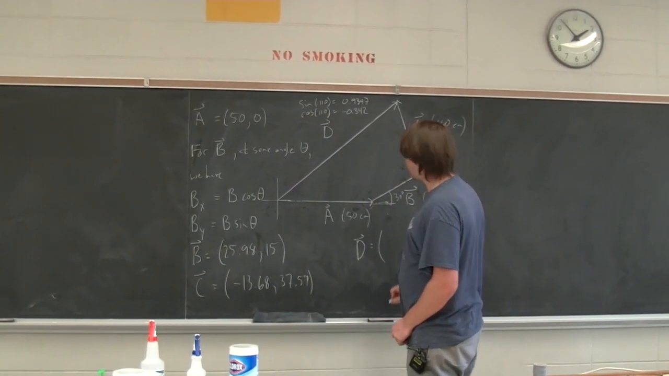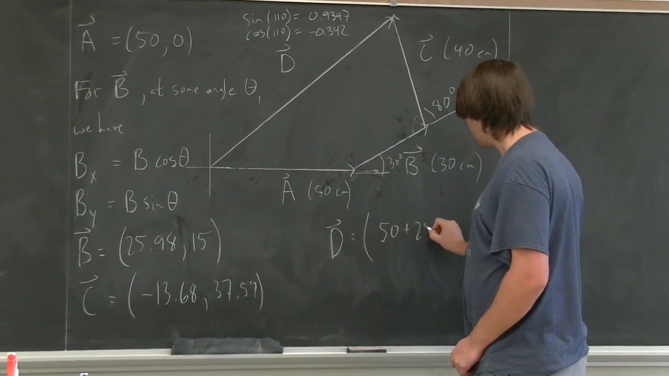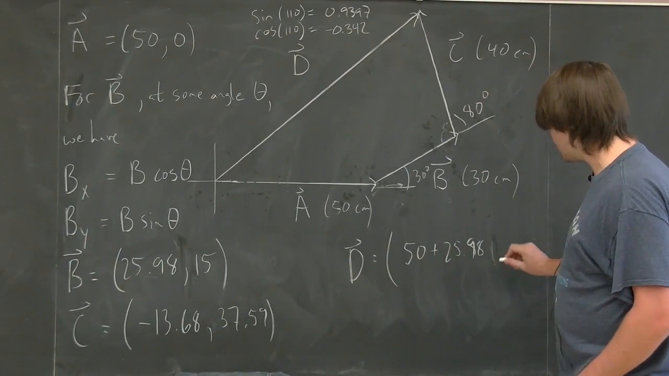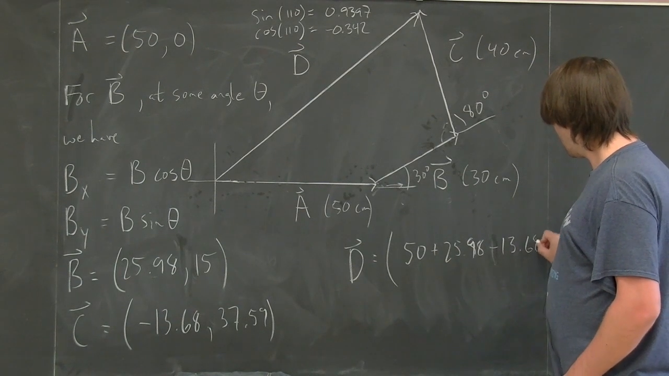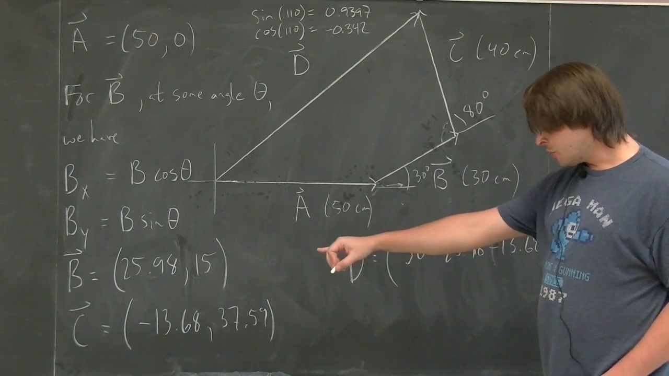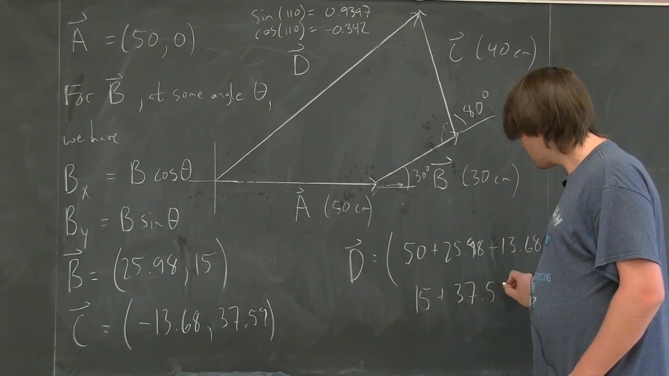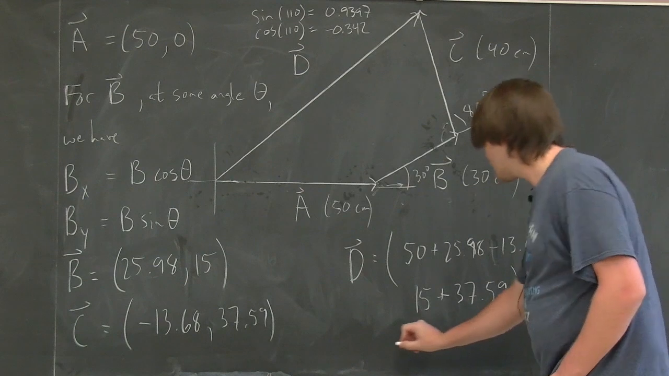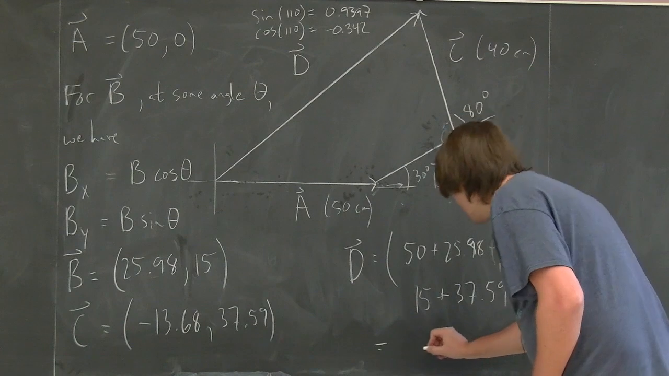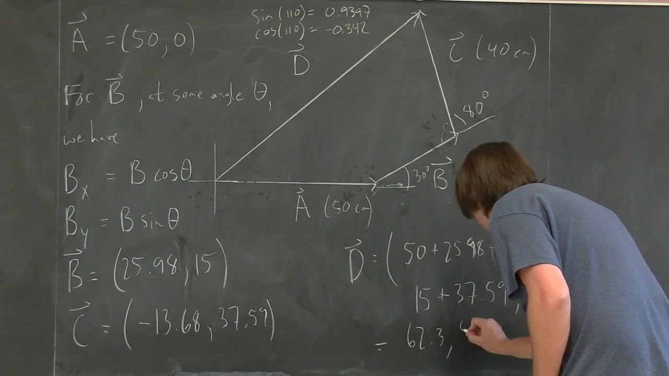So D equals 50 plus 25.98 plus or minus 13.68. That's the x component, and the y component is 0 plus 15 plus 37.59. So that gives us 62.3 and 52.59.